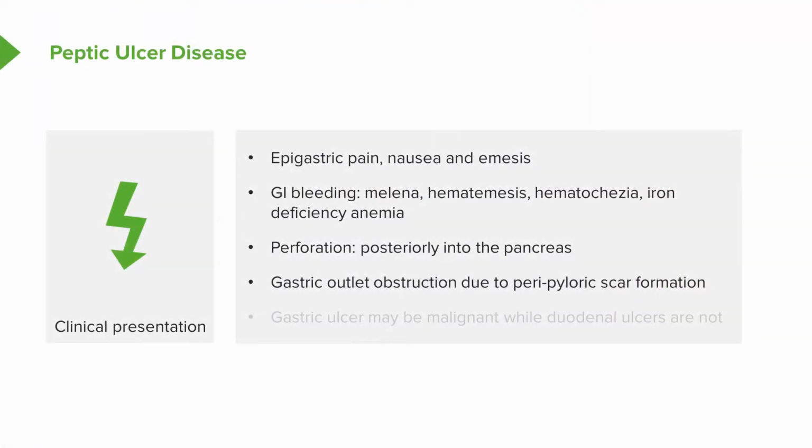Gastric outlet obstruction due to peripyloric scar formation is an important complication. At some point, when there's enough damage taking place, any type of damage, the body wishes to respond with the repair process. This repair process, with fibrosis taking place, may cause gastric outlet problems because of, think of it as, stricture formation or scar formation, and therefore decreasing the emptying of the stomach.